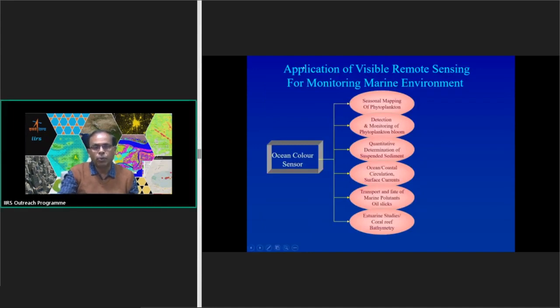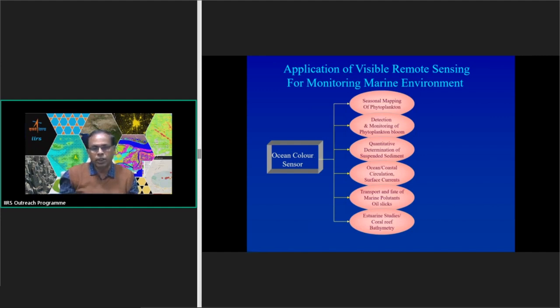So this is the summary of applications of visible remote sensing for monitoring the marine environment, that is seasonal mapping of phytoplankton, and detection and monitoring of phytoplankton blooms, then quantitative determination of suspended sediments, then ocean and coastal circulation or surface currents derived from the ocean color information, and transport and fate of marine pollutants, oil slicks, etc., and estuarine, coral reef, and bathymetric study. So all these things can be derived from the ocean color sensor.